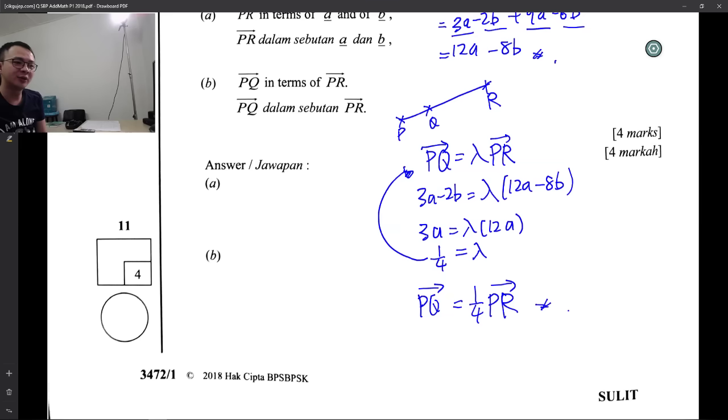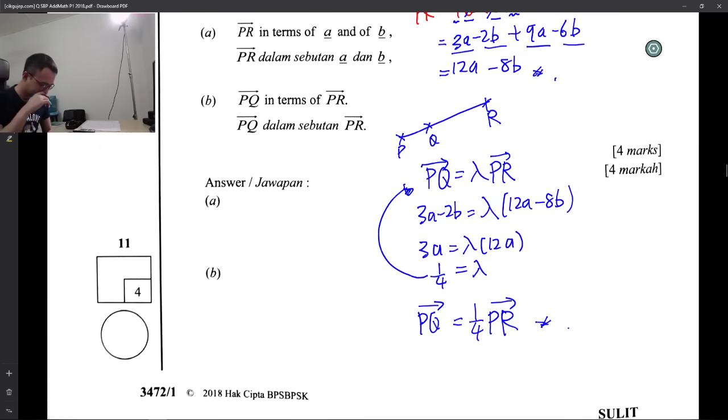Alright, so for a collinear question, you better always use lambda. If you don't like lambda, of course you can use k or any other letter, but lambda is the letter I always use. Lambda can just be represented by k or p or any other letter you like.